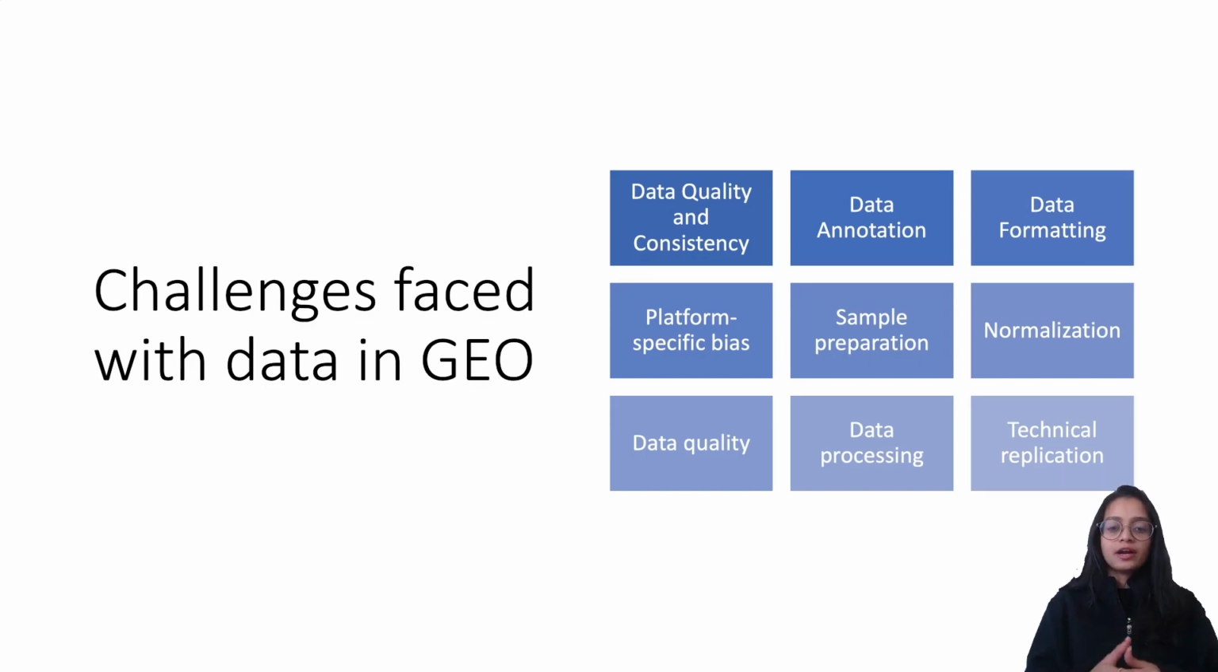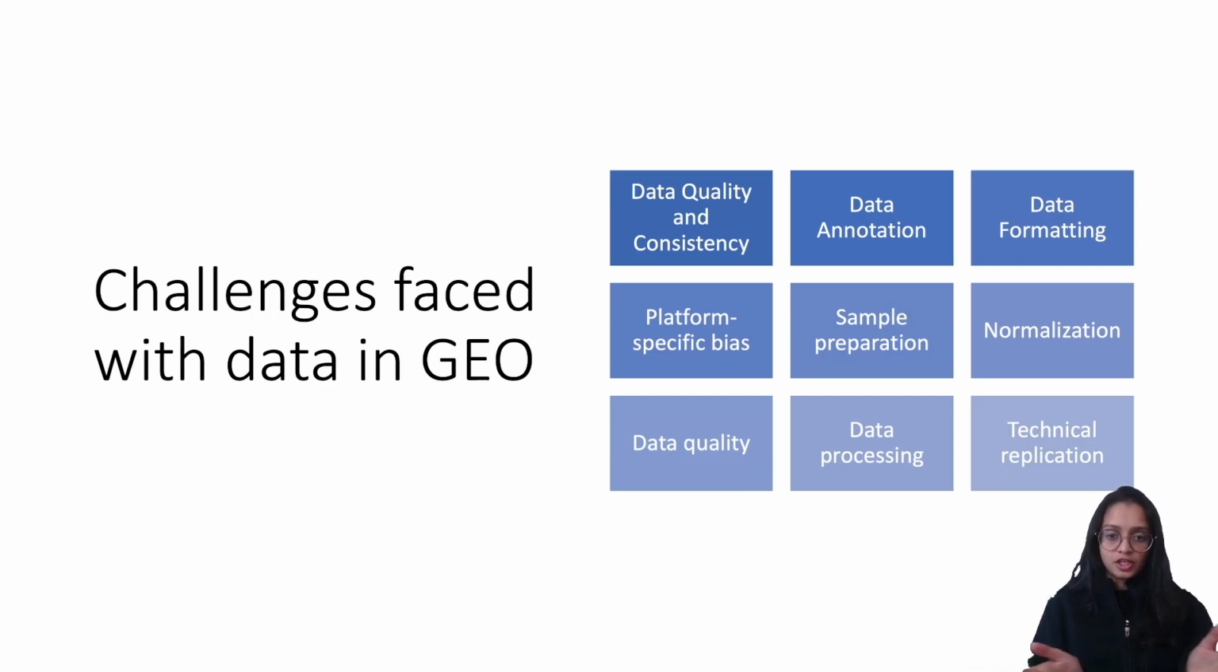In addition to that, we face platform specific bias with this data, as different gene expression platforms such as microarrays and RNA-Seq can produce different results, which can result in inconsistencies when comparing data from different platforms. Variation in sample preparation methods can result in inconsistencies in gene expression data. In addition to sample preparation, normalization is an important step in gene expression data, and different normalization methods can result in different interpretation of the results.